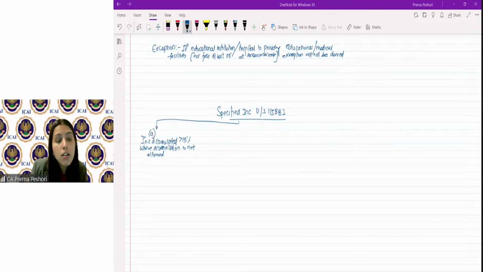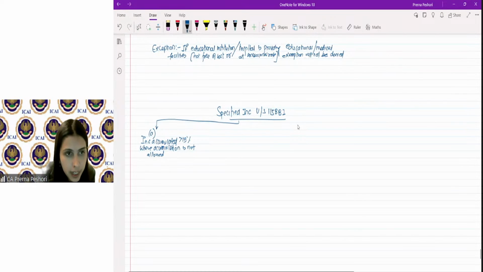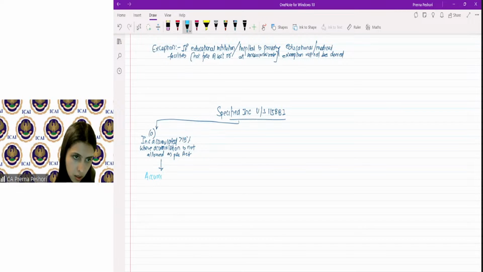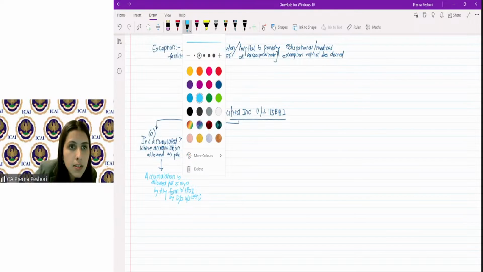Let's say, for example, you are not filing Form 10. Without filing Form 10, you are accumulating for 5 years or less. Okay. So accumulation is only allowed by filing the Form 10 and the return of income. So if it is not in accordance with the provisions of the Act, then it will be considered as specified income under 115BBI as per the Act. So you can just write down: accumulation is allowed for less than or equal to 5 years by filing Form 10 plus the return of income by the due date under Section 139(1). So if it is not in accordance with that, then this will be considered as the specified income.